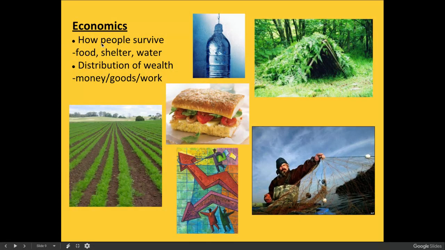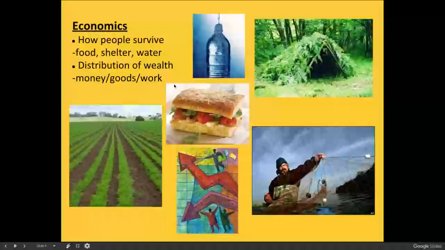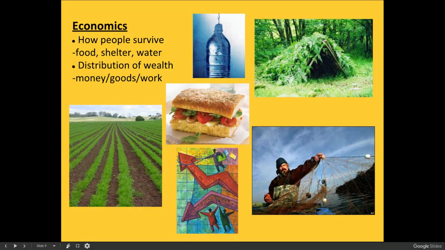Economics, how do people survive? Food, shelter, water, how do they get these things or produce these things? How do we distribute wealth? How do we determine who gets money, goods, and who does the work? Again, economic systems vary greatly from society to society, but they all have ways to determine these things.